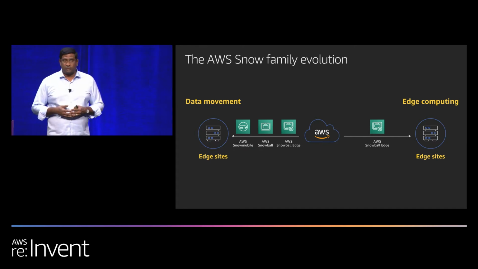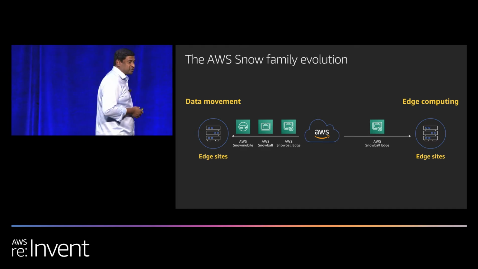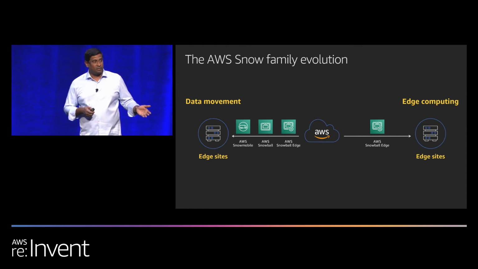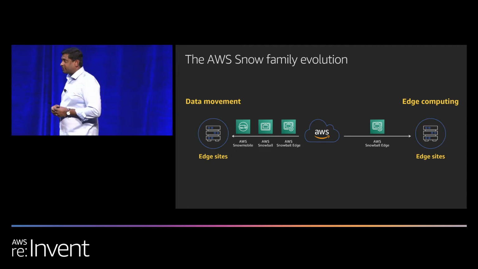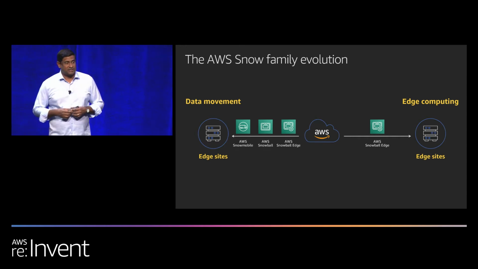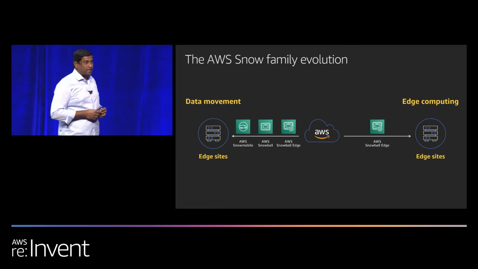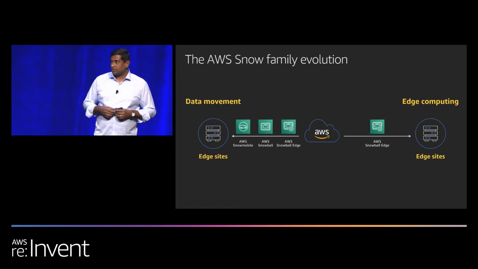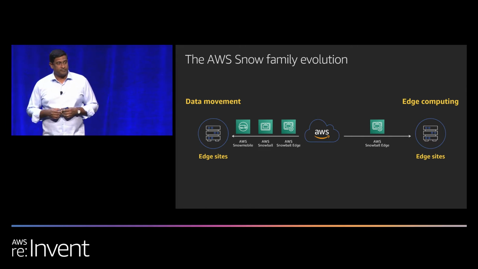Although customers have been thrilled to use the Snowball and the Snowmobile devices, they started asking us for something else. Customers wanted to take their applications from the cloud and run them at the very edge of their businesses. They want to take their applications and workloads that they've developed and tested on the cloud and run them in places like mines, oil fields, factory floors, industrial sites, ships, and defense installations, where the secure and rugged casing of the Snowball device is required.